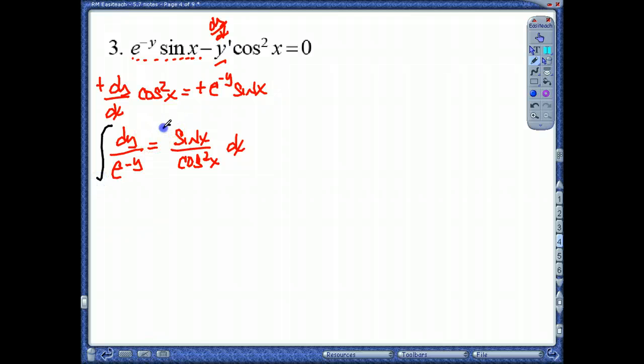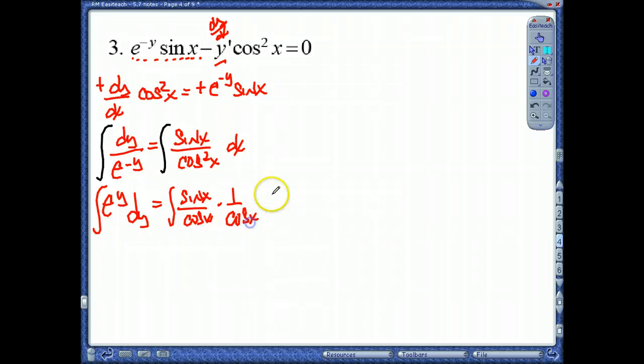Before you integrate, see if you can rewrite this somehow, some way. Well, notice on the left side I have that negative y power on the bottom. Why not just move that up? Then it's e to the y dy. That's something easily integrated. Sine over cosine squared, that's my sine over cosine times 1 over cosine. That's tangent times secant, which is also easily integrated.